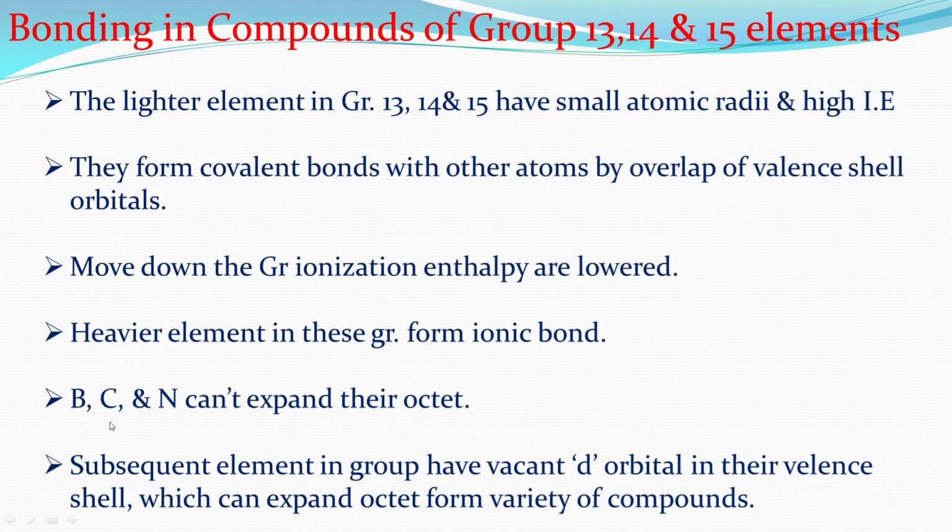Boron, carbon and nitrogen can't expand their octet. The subsequent elements in the group have vacant d orbitals in their valence shell, which can expand the octet and form a variety of compounds.